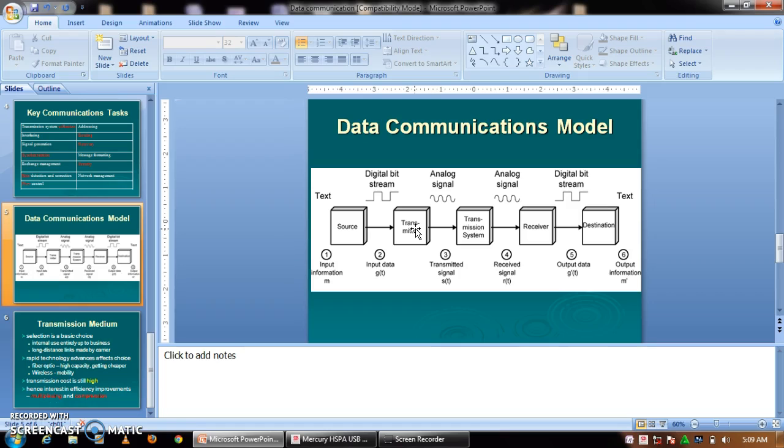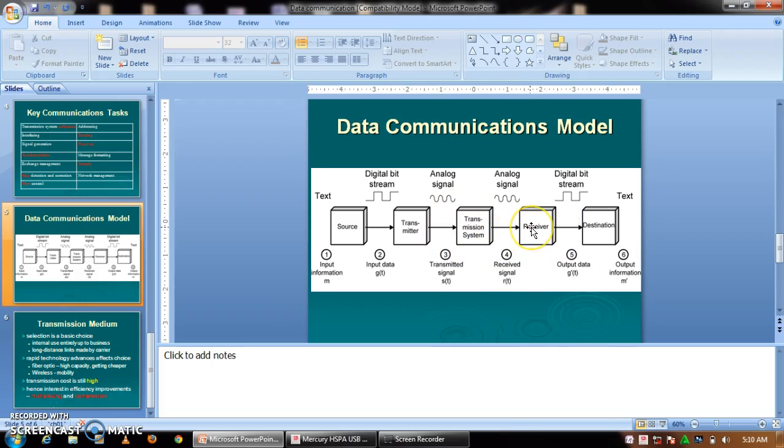What does the transmitter part do? It converts the data into a transmitted signal. Then the transmitted signal is placed as g(t). What does the next part, the transmission system, do? It carries the data from the source to destination. So the transmitted signal will be converted as s(t). So here, the digital bit stream is converted into an analog signal. Again, it carries the data from source to destination, that is the transmission system.